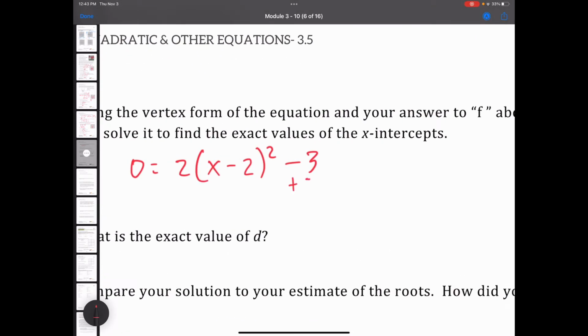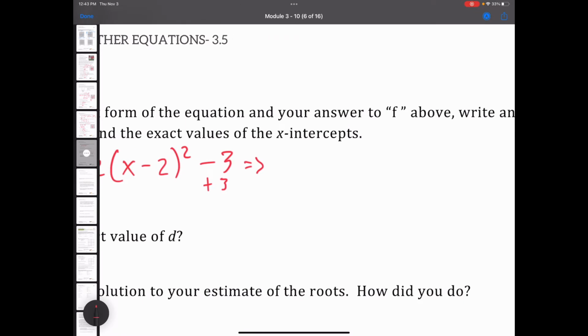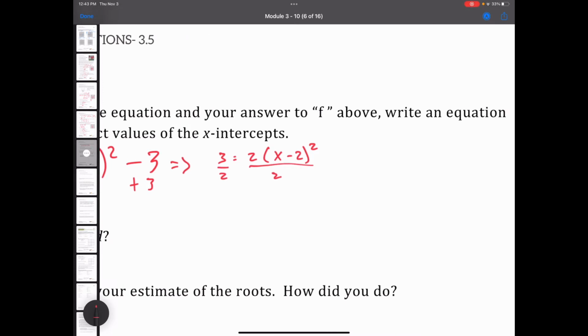Okay. So I'll go ahead and add 3 to both sides. I get 3 equals 2 times x minus 2 quantity squared. Now before I can do the square root, this is where I have been just doing a square root, but I'm actually going to go ahead and divide both sides by 2 first. So I have that square by itself on the right, and then I can have an easier time of taking a square root of both sides.